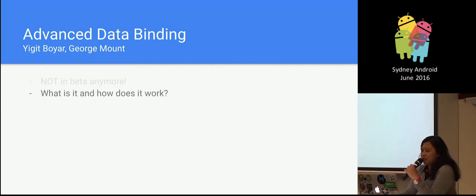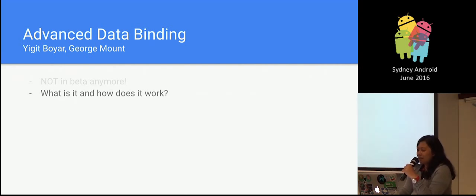So what is it and how does it work? It's basically Butterknife but made by Google. It's Butterknife plus plus, made by Google. If you watch the talk by Yigit, according to him, that's how you pronounce his name, Yigit, that is something they should have released when Android came out 8 years ago. Yeah, and he wrote it like last year.